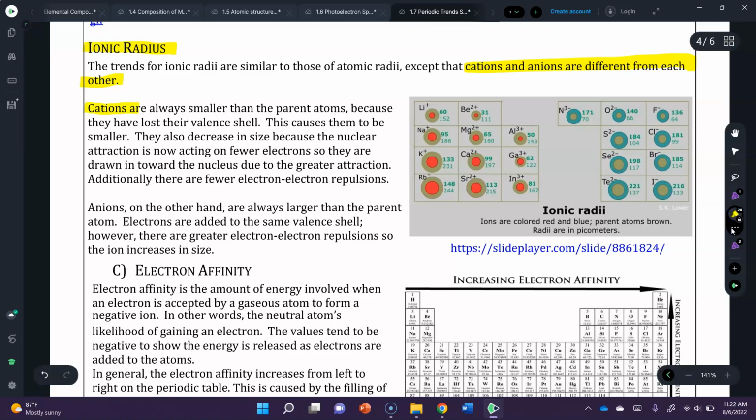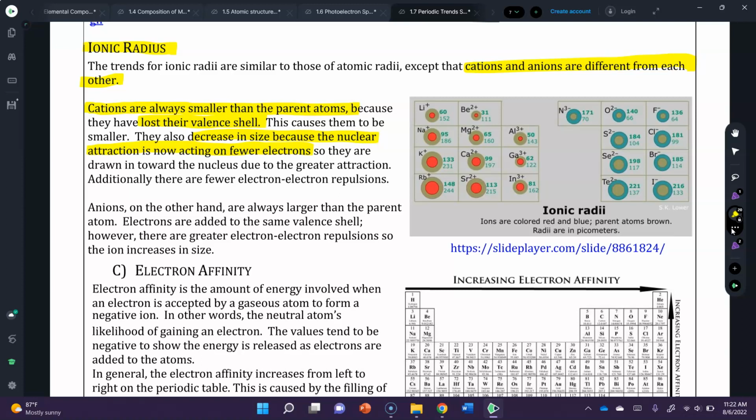So cations are always smaller than their parent atoms because they've lost their valence shell electrons. Okay? This causes them to be smaller. They also decrease in size because the nuclear attraction is now acting on fewer electrons. So they are drawn in toward the nucleus due to a greater attraction.